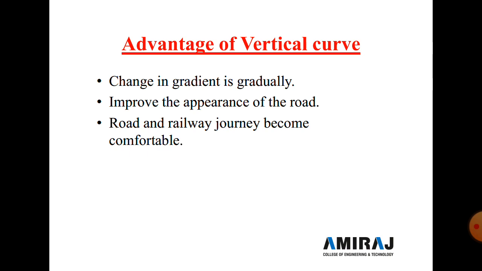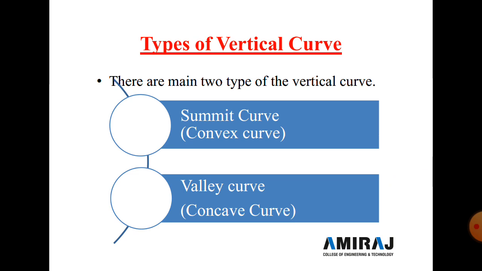Now the advantages of the vertical curve. The first advantage is that the gradient changes gradually. For example, a straight road is there, and then suddenly it goes in a downward direction, then after that goes in an upward direction. So we change the gradient gradually and comfortably. Next, it improves the appearance of the road network, and the road and railway journey become comfortable because we change the gradient vertically and smoothly. Clear?